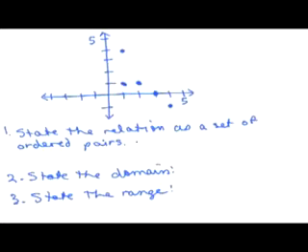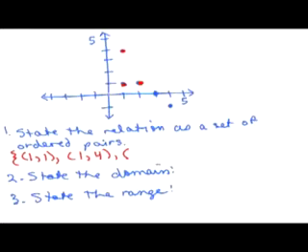All right, so let's do it. We're going to state the relation as a set of ordered pairs. I've got 5 ordered pairs, so I'm just going to list all the ordered pairs. And it doesn't matter the order you write the ordered pairs in. So I notice I have this one ordered pair right here. That's 1, 1. And I also have one up here. That's 1, 4.